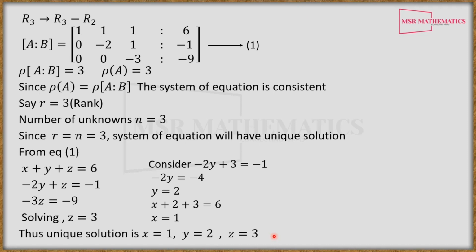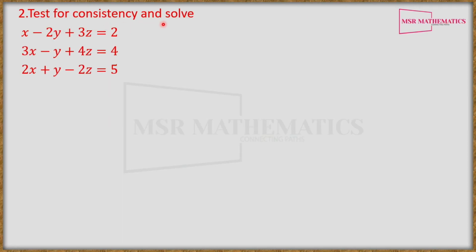We shall solve some more problems so that you can understand in a better way. Test for consistency and solve: x minus 2y plus 3z is equal to 2, 3x minus y plus 4z is equal to 4, 2x plus y minus 2z is equal to 5. Here they have given a system of linear equations. We have to test for the consistency.